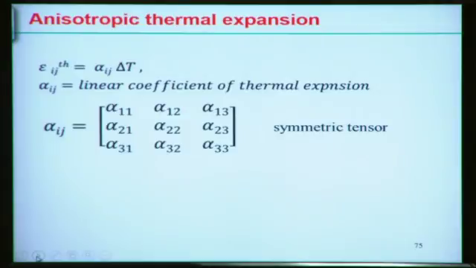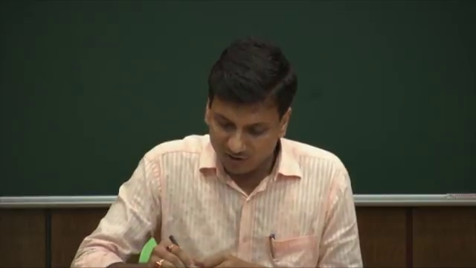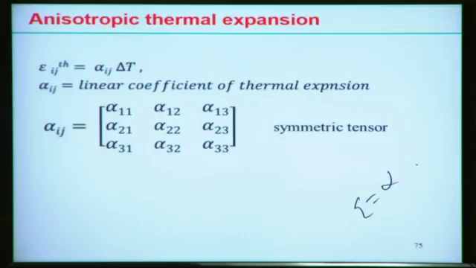Similarly, we can explain the anisotropic thermal expansion. If it is a linear case, then we can find the strain in one direction simply from the coefficient of thermal expansion and the temperature difference. This is significant when there is one direction, or if isotropic properties exist, then we use this relation directly.